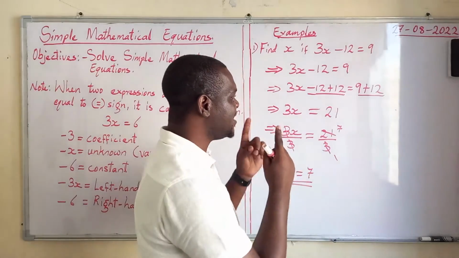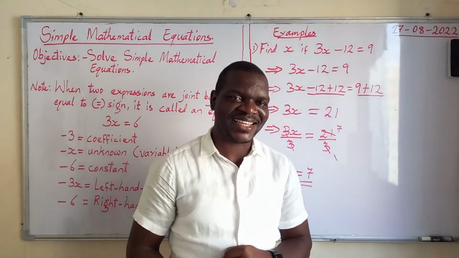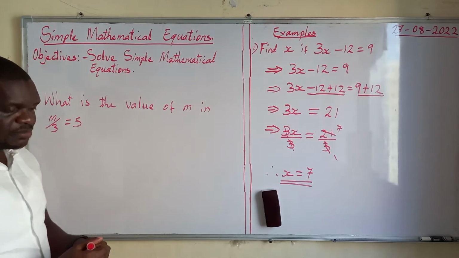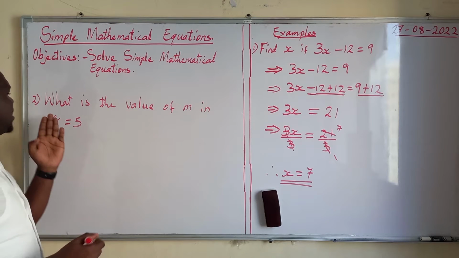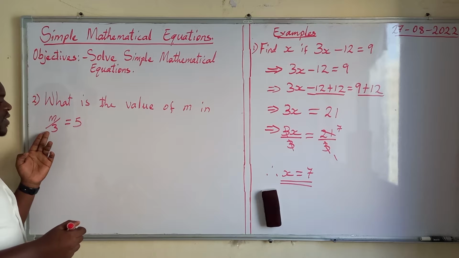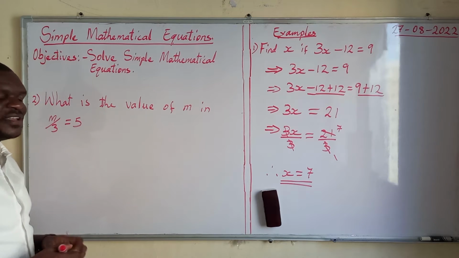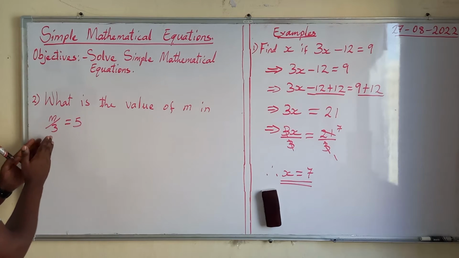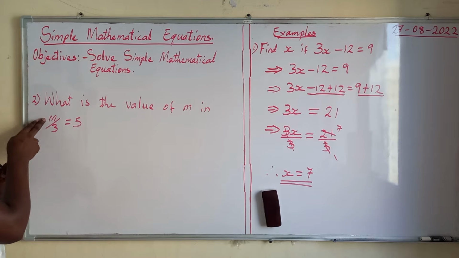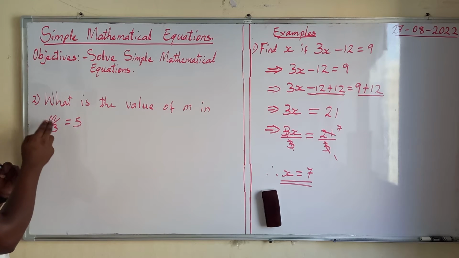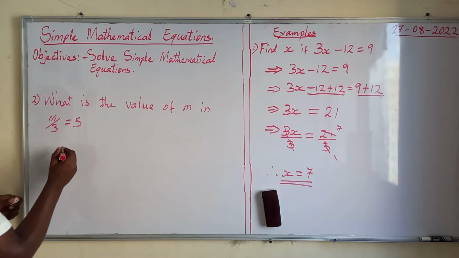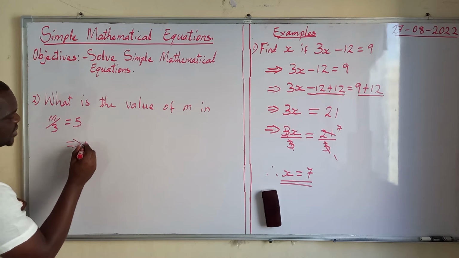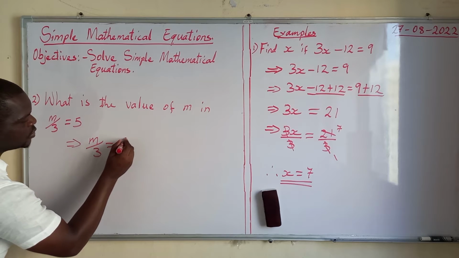So we are going to do the second example for better understanding. This is our second example, and it says, what is the value of m in m divided by 3, or m all over 3, is equal to 5? We have said, first, you eliminate the coefficient of m, or coefficient of the unknown, and what we do to the left-hand side, we equally do to the right-hand side. So we are going to restate by writing m all over 3 is equal to 5.